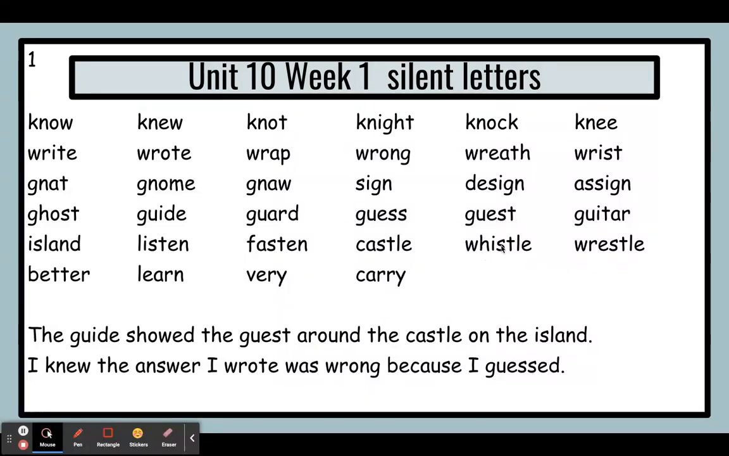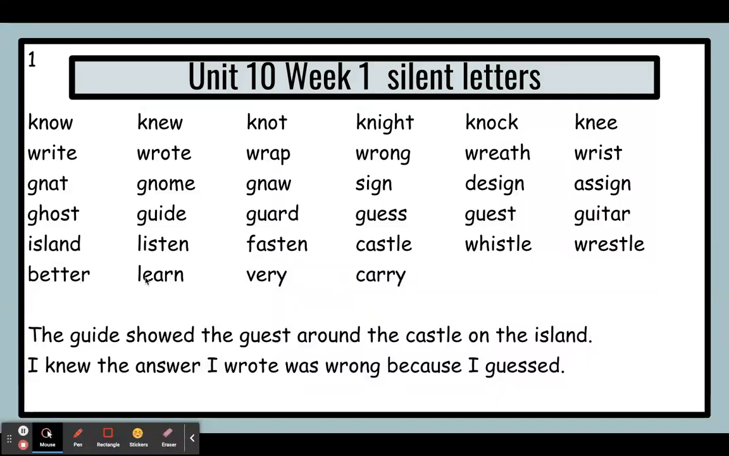Whis, whistle, whistle. And this one has a silent W and a silent T again. So we have wrestle, wrestle. Let's read this line. This is a difficult line. Island, listen, fasten, castle, whistle, wrestle.